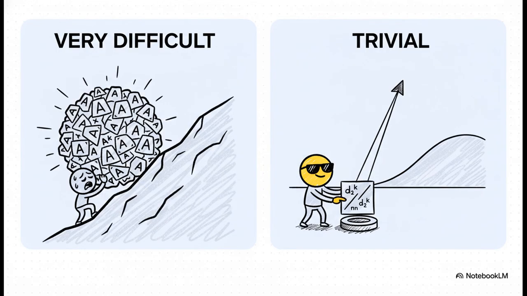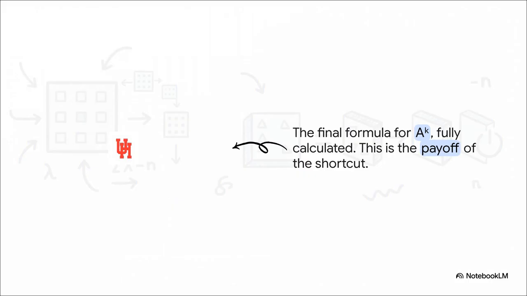I mean, just look at the difference here. Calculating A to the 100th power is like trying to push a giant boulder up a hill. But calculating D to the 100th? That's a piece of cake. You just raise each individual number on the diagonal to that power. A ridiculously hard problem just became trivial. So, to get our final answer for A to the 100, we just assemble the pieces. We take our super easy to calculate D to the 100, and we simply multiply by P on the left and P inverse on the right. And boom, that's it. We have completely sidestepped multiplying A by itself 99 times. We've solved a massive problem with a truly elegant shortcut. That is the power of diagonalization.